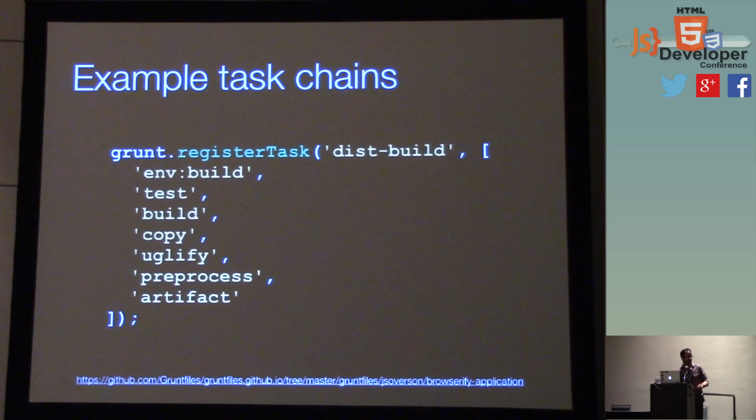And dist build: set up the environment for build, test, build, copy everything to a distribution directory, you uglify the necessary files, and you preprocess whatever HTML is appropriate, and you artifact it. And that generates a tarball in the root of the directory of the entire dist directory, so that you can just untar it anywhere, and bam, you've got your application. So, whew, I should have been drinking this whole time.